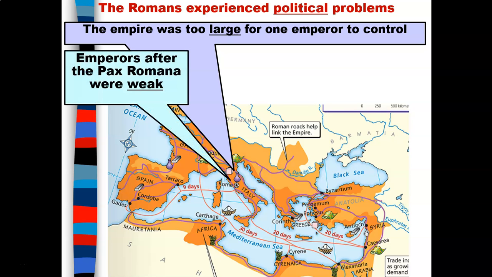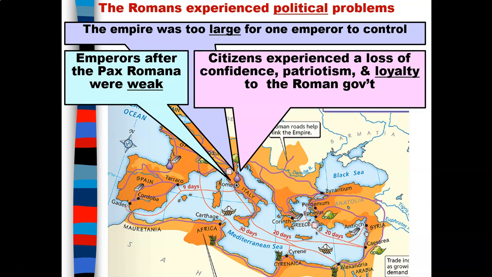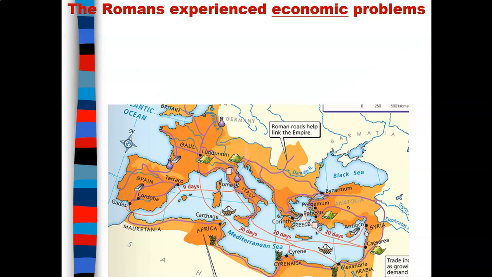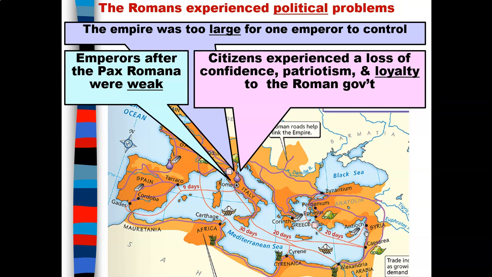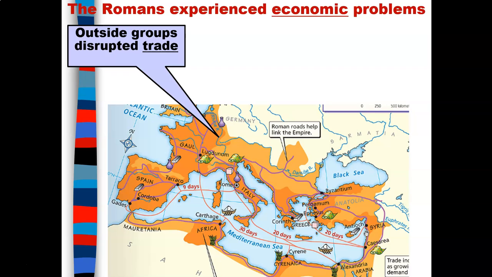Emperors after the Pax Romana were also very weak. Citizens also experienced a loss of confidence, patriotism, and loyalty to the Roman government. So people basically lost confidence in the Roman government. This led obviously to the collapse of the Roman Empire. On top of that, there were also outside groups that disrupted trade.